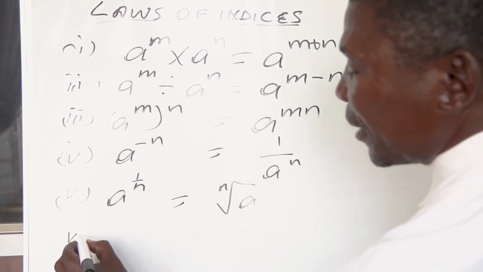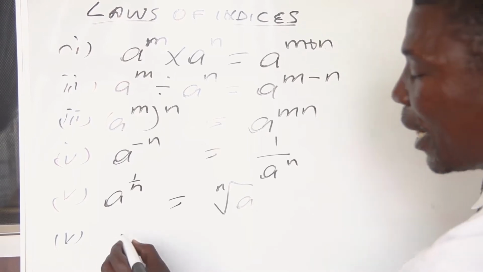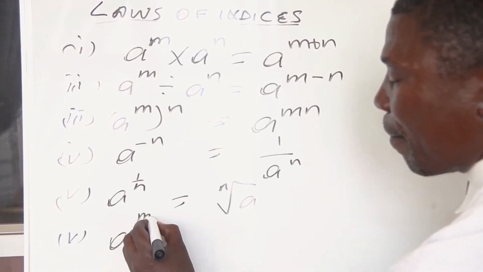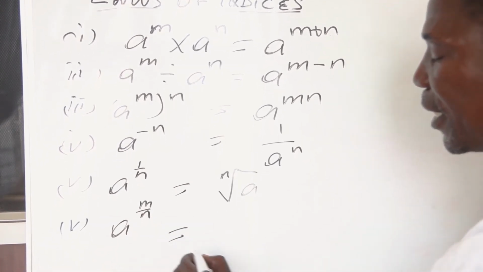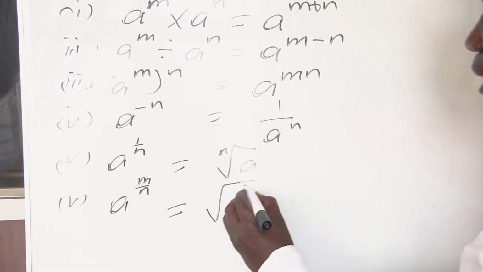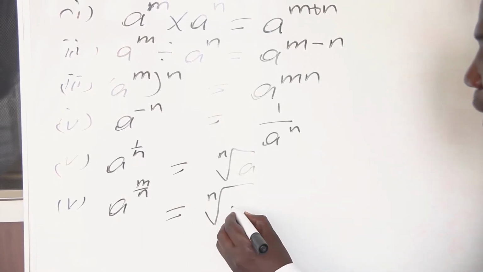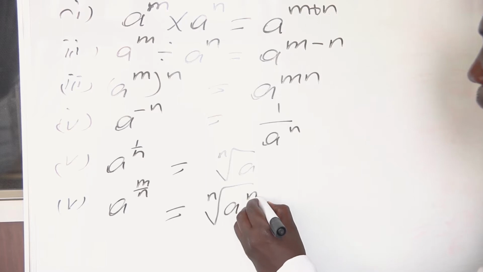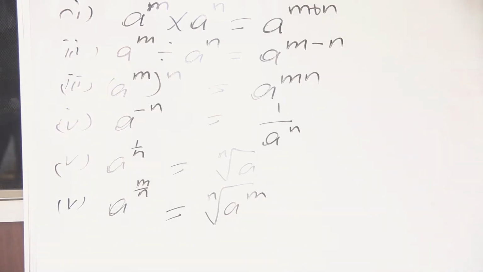Sixth, when I write a power m divided by n, this will be the nth root of a power m. Those are the laws of indices.